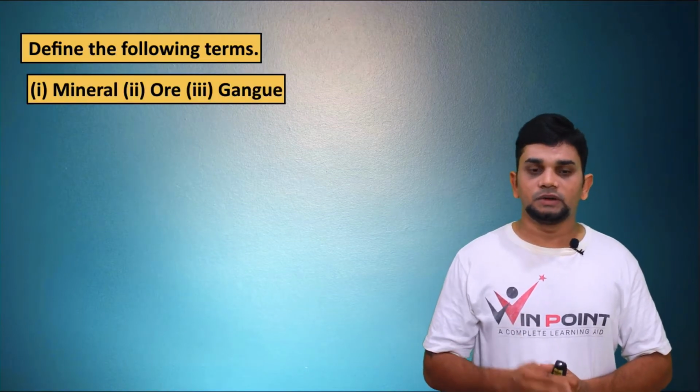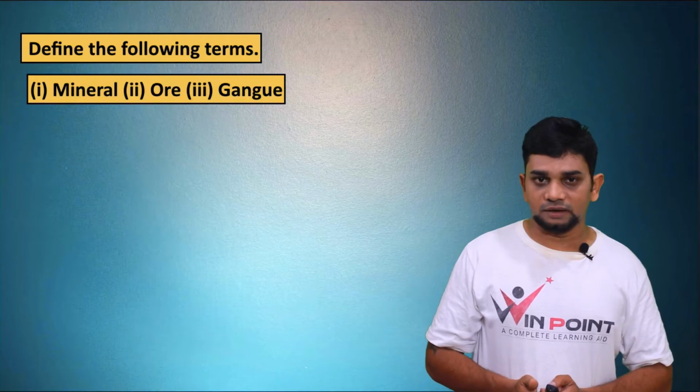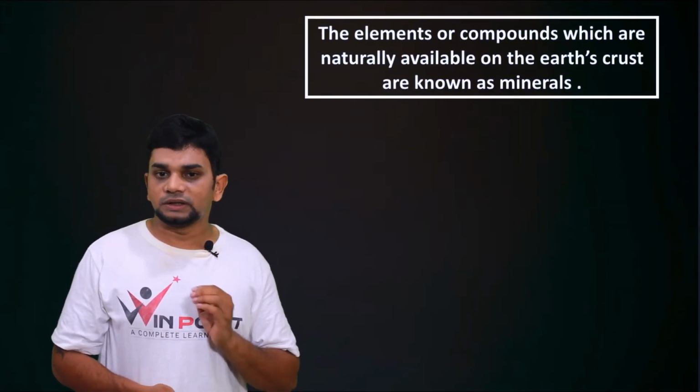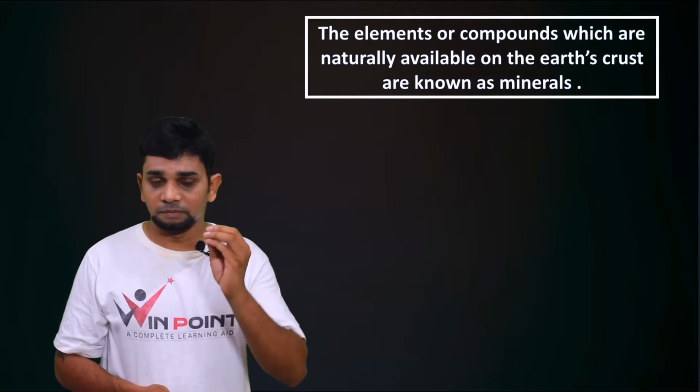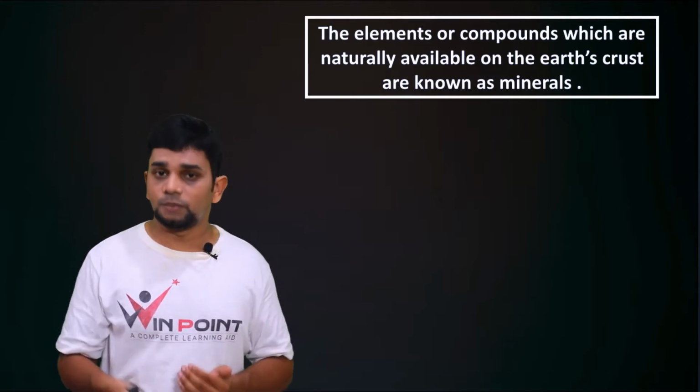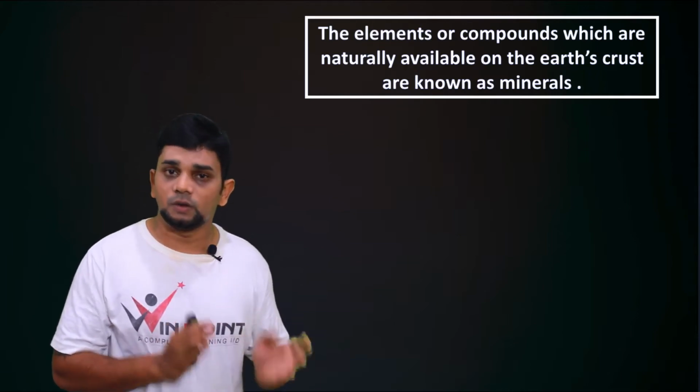Define the following terms: mineral, ore and gangue. The elements or compounds which are naturally available in the earth crust are known as minerals. We are getting metals from the earth crust and ocean in the form of compounds. We are separating the metal from the ore.